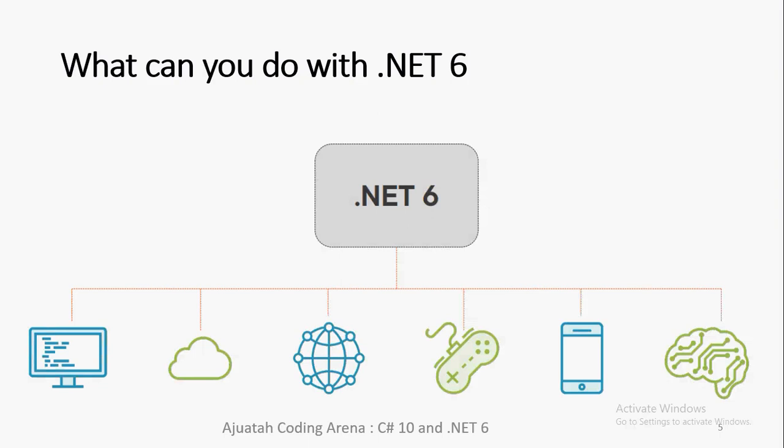Now we want to ask ourselves this question. After the .NET evolution, you have seen the different types of .NET. The question is, you are going to be building applications on .NET, but what can you do with .NET 6? .NET 6, C# 10. When I talk about .NET 6, you're looking at C# 10. What can you do with .NET 6? .NET 6 has a wide horizon of application.